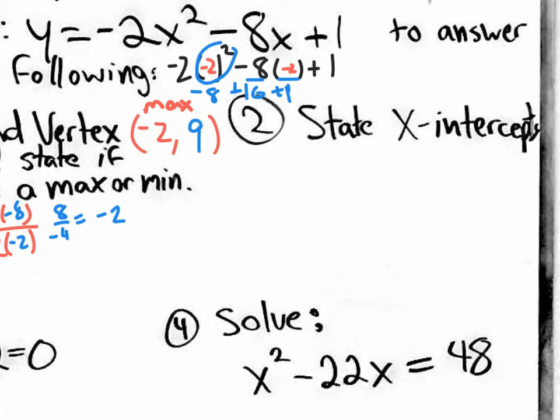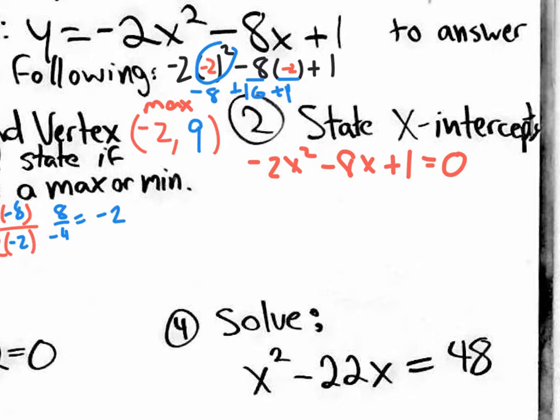So number 2 on this class opener, it says state the x-intercept. How do you find the x-intercept? Set y equal to 0 and solve. So I really have the above equation, negative 2x squared minus 8x plus 1, and we're going to set it equal to 0. Instead of writing 0 on the left side, I'm going to write 0 on the right side. And now I need to solve this thing.